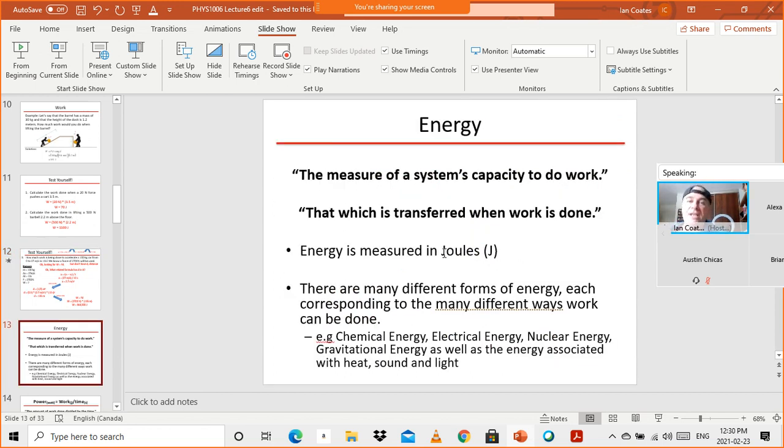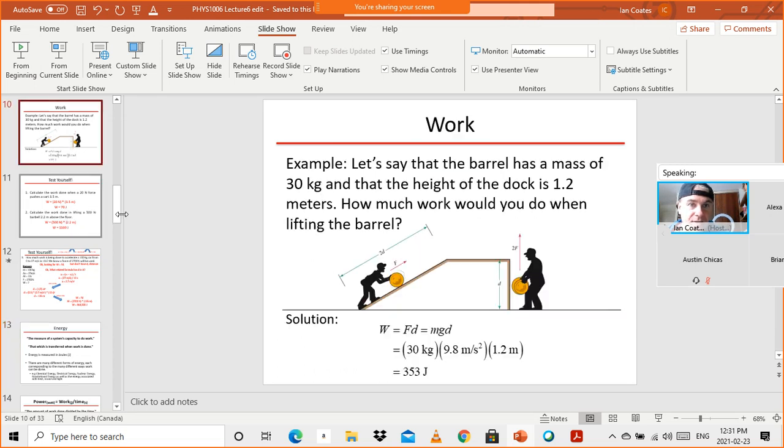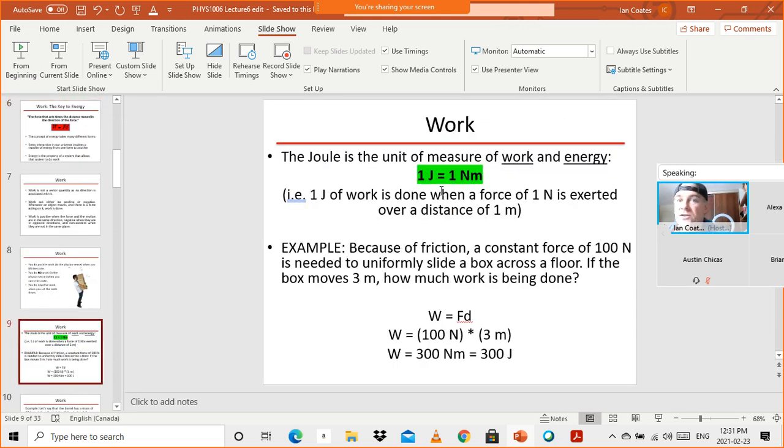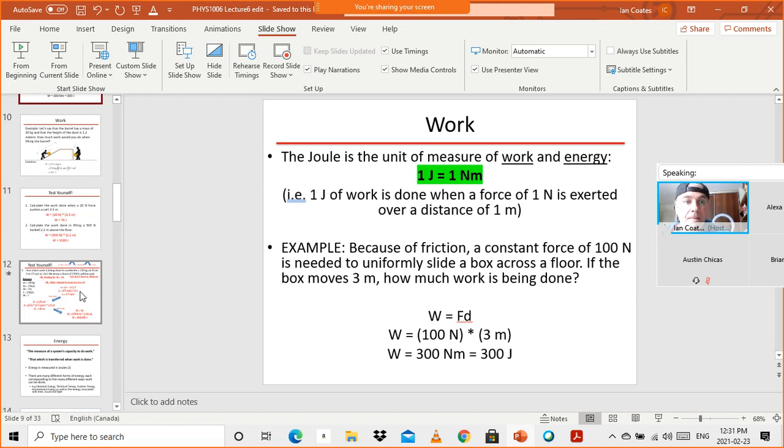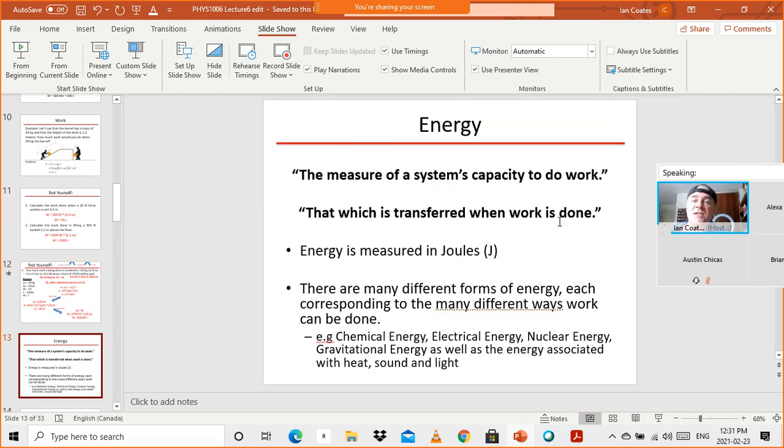Getting into energy. Now there are many different kinds of energy. There's geothermal, there's chemical, electrical, nuclear, gravitational. You know, even along the lines of energy associated there with heat and light and sound and all these kinds of things, right? But energy is measured in joules. Okay, and what's a joule? 1 joule is equal to 1 Newton meter. Okay, the force exerted over a distance. So, energy, the measure of a system's capacity to do work, that which is transferred when work is done.